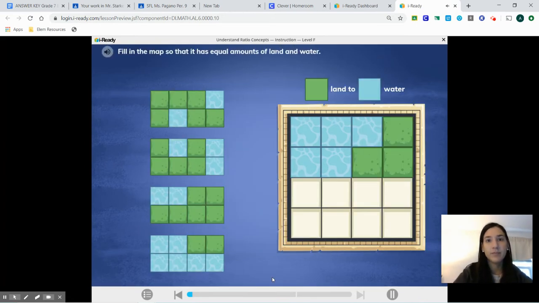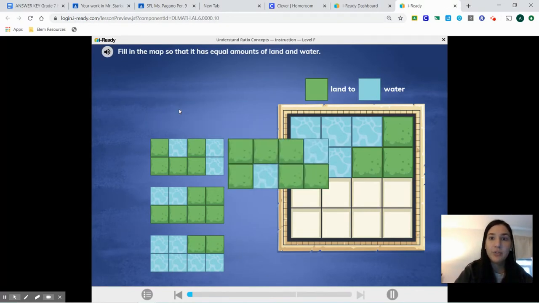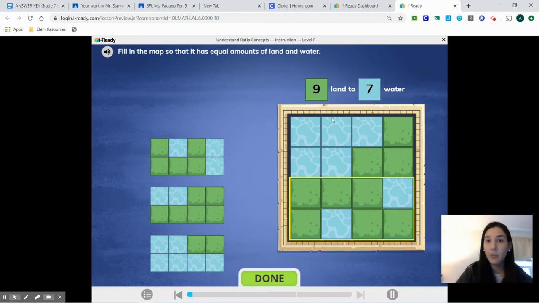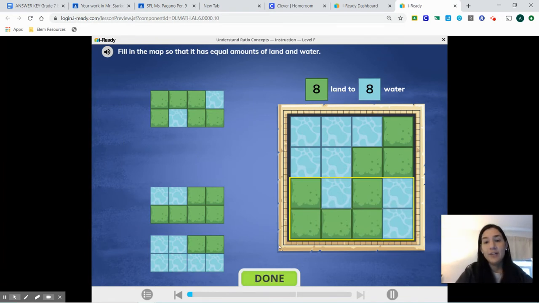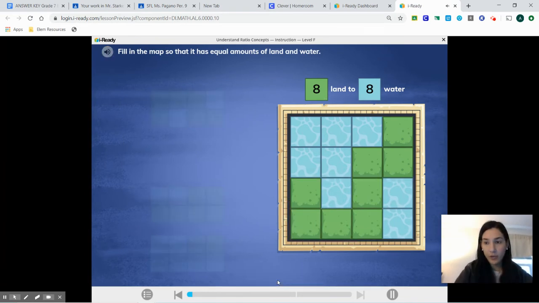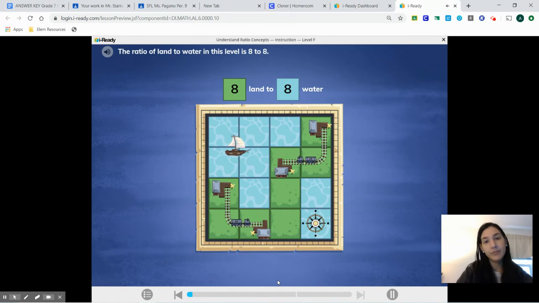Fill in the map so that it has equal amounts of land and water. Okay, so again, we have our 16 box grid and we want to find equal parts land to water. So with this first choice, we have 9 to 7, that doesn't work. Here we'll have 8 to 8, so that works, and we're good. The ratio of land to water in this level is 8 to 8.